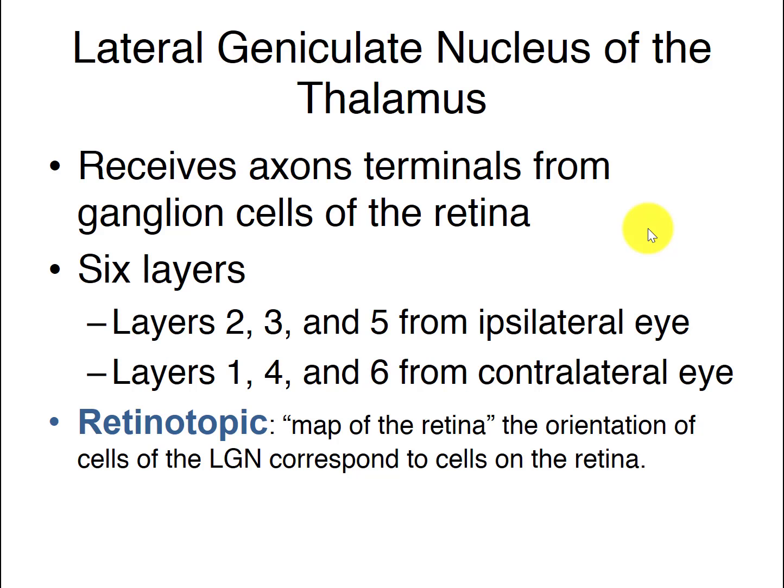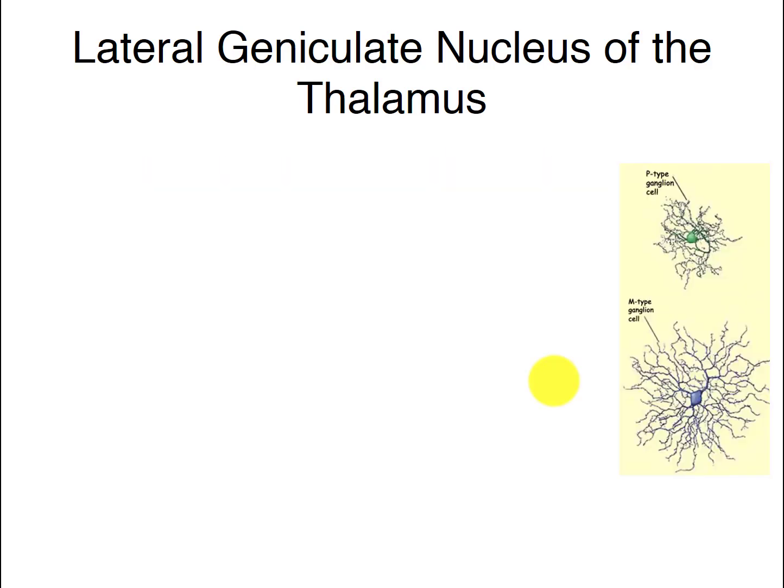Now, the LGN and the visual cortex kind of lay out like a map of the retina. So ganglion cells from one area of the eye is going to one area of the LGN, and the ganglion cells right next door are going to cells right next door in the LGN. We call that a map of the eye. Retinotopic. Topic means map. It's a map of the retina. The LGN is basically a map of the retina, as is the visual cortex.